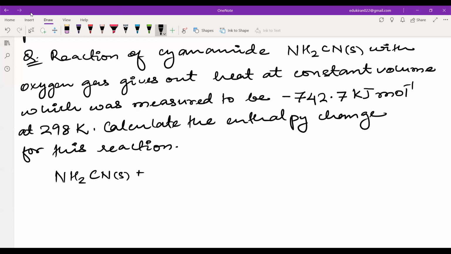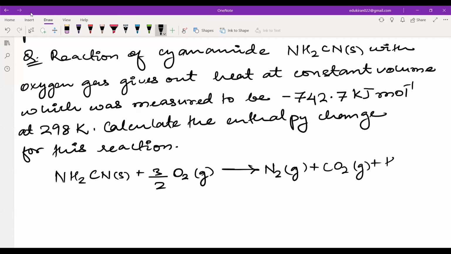NH2CN solid plus 3/2 moles of O2 gas. It is giving me N2 gas plus CO2 gas plus H2O liquid. Why H2O liquid? Because at 298 K water is in liquid state. So write this question. Let me know if you're done.